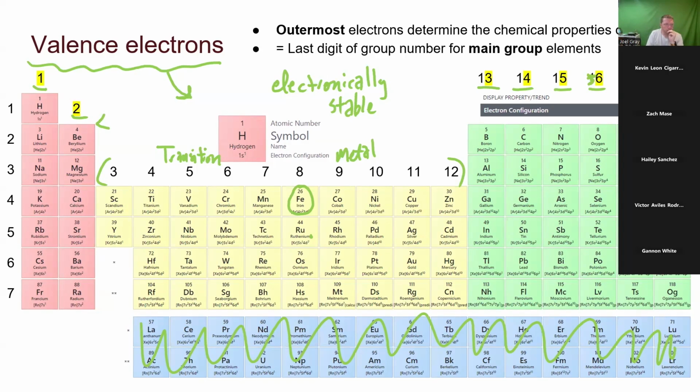Now, this is significant and important because that gives us an idea for what different elements want to do. Do they want to gain electrons or do they want to lose electrons? If we take fluorine, for instance, fluorine here, how many valence electrons does it have? Add it to the chat.